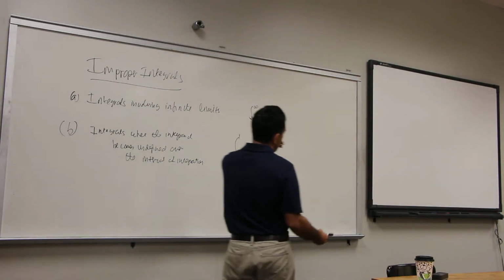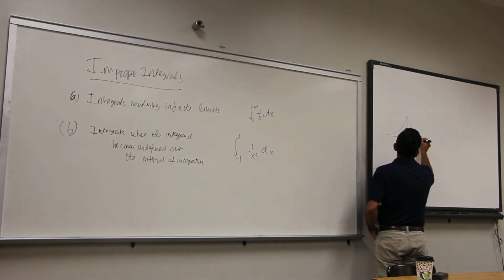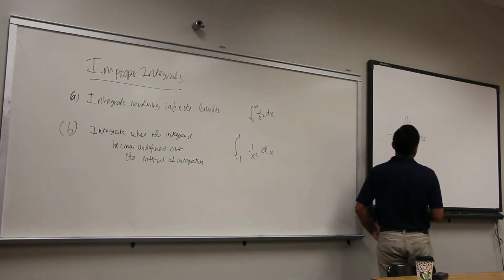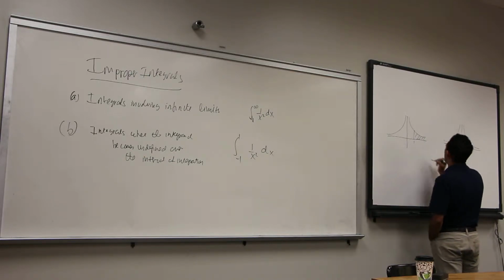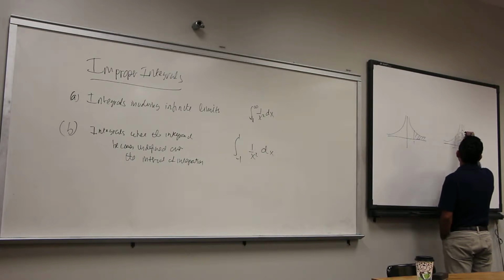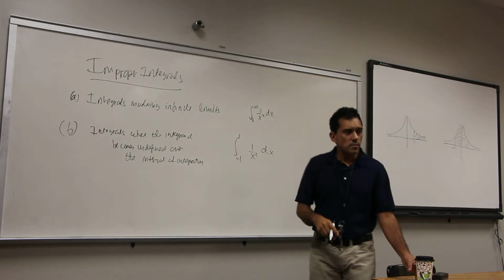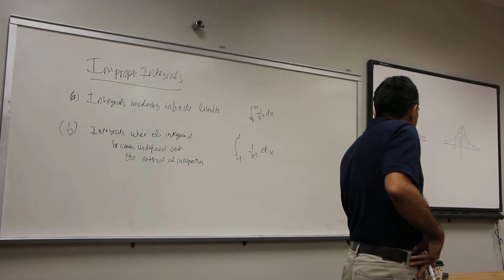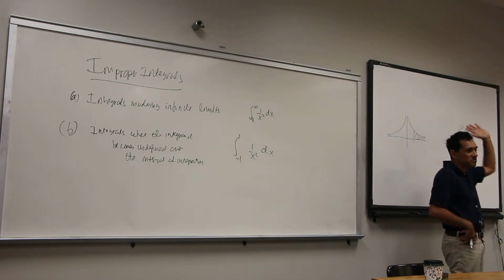So say if you look at this graph, this function 1 over x squared. The first integral would be this one here. And the second one would be this one here. In some sense, you can say they're talking here about a horizontal aspect, and there they're talking about a vertical aspect.